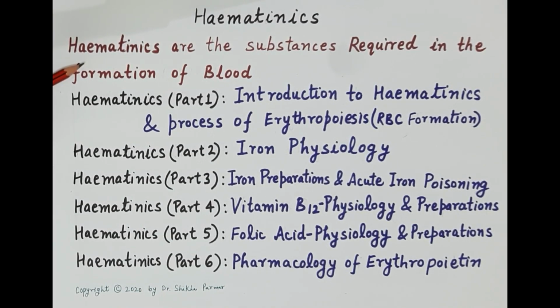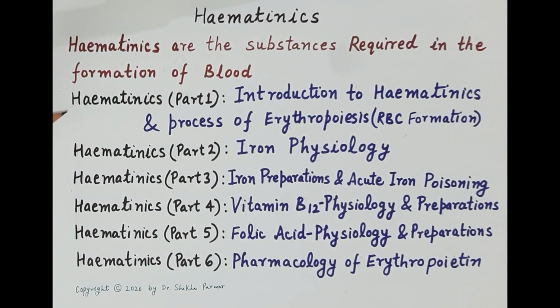Now for the purpose of simplicity and easy understanding, this topic is covered in 6 parts, that is 6 videos. First part, that is the first video, deals with introduction to hematinics and the process of erythropoiesis, that is the process of formation of red blood cells. Process of erythropoiesis helps us understand how iron, vitamin B12, folic acid and erythropoietin are essential for the formation of red blood cells and how their deficiency results in anemia.